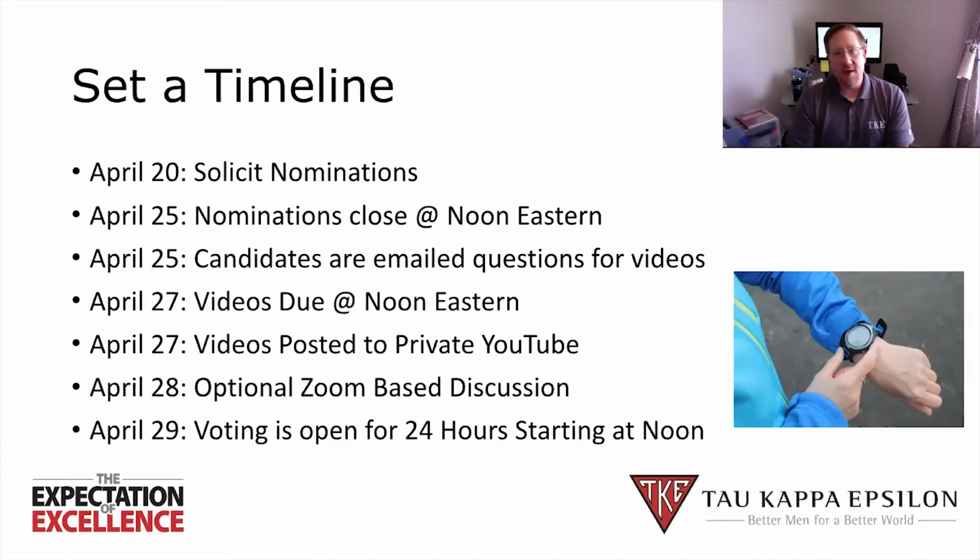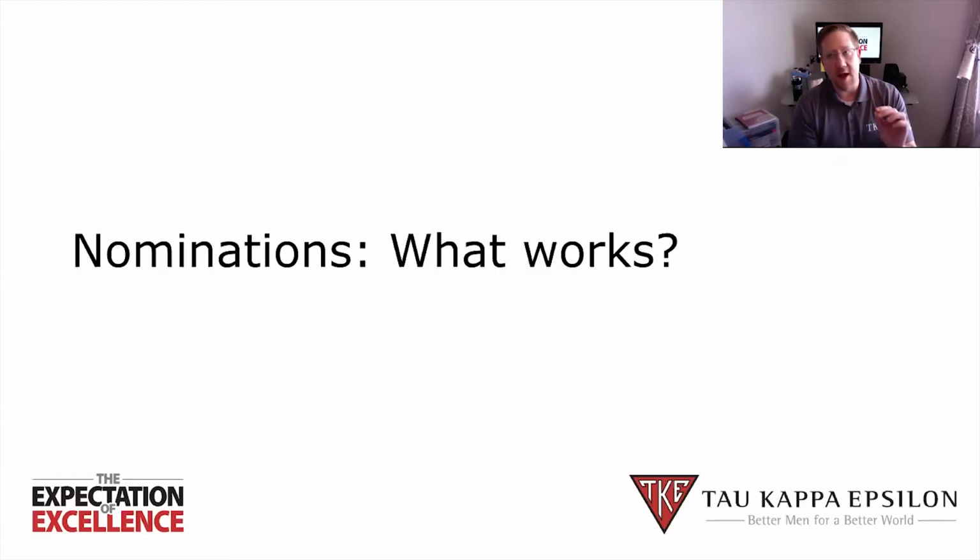Next thing you do, set a timeline. Graph it out, list it out. Make sure people are understanding how this process is going to go. I came up with a real quick timeline here, everything from soliciting nominations, closing them, doing some video work because you can't actually be in person, and then that Zoom-based discussion right there in the bottom, and then when to actually execute the vote. And I'm going to go into each of these little pieces a little bit more in detail here, but the next step is to set a timeline, then move into our nominations.